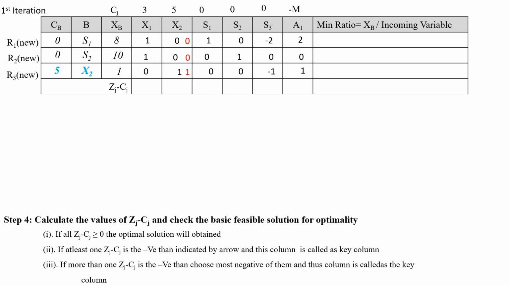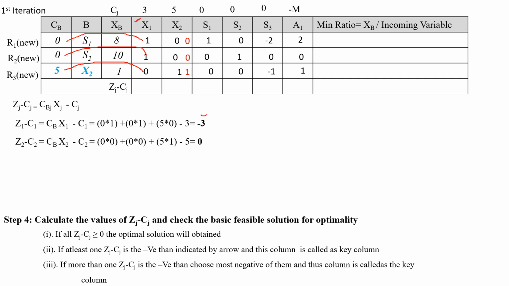Next we determine the Zj minus Cj values. First, Zj minus Cj for the first column, the x1 variable column. Z1 minus C1 equals 0 into 1 plus 0 into 1 plus 5 into 0 minus 3, which equals minus 3. Next, Z2 minus C2 for the x2 column equals 0 into 0 plus 0 into 0 plus 5 into 1 minus 5, which equals 0.